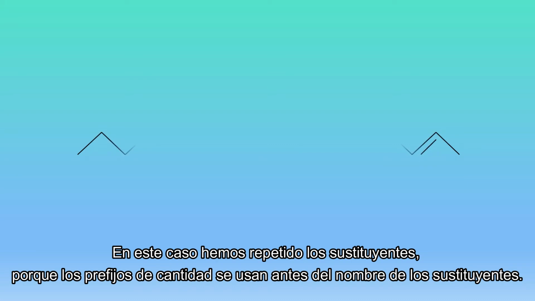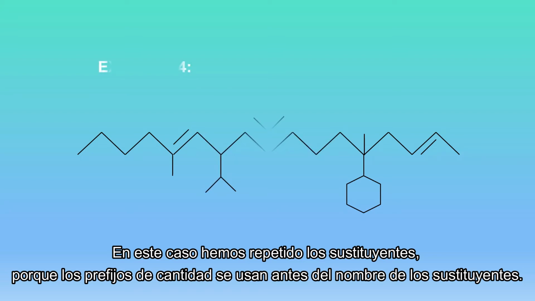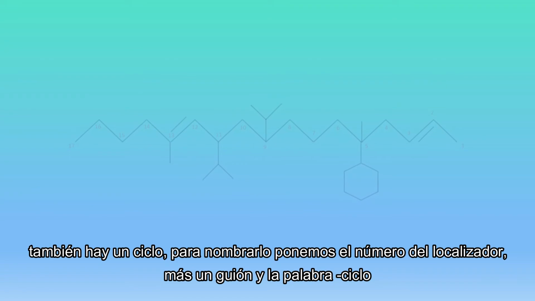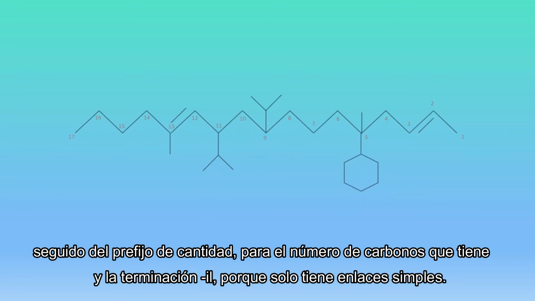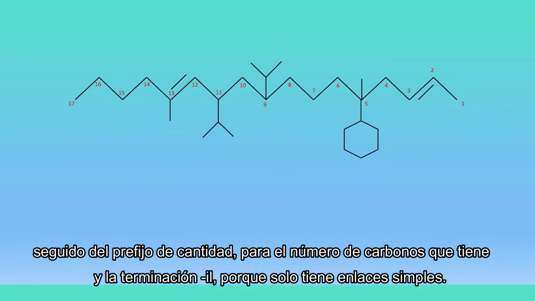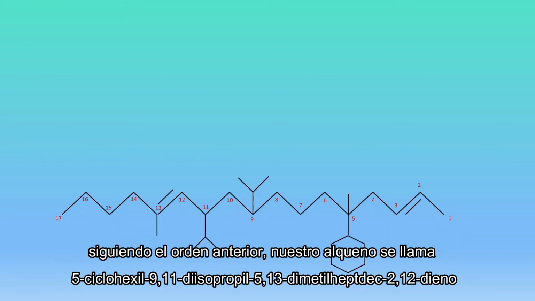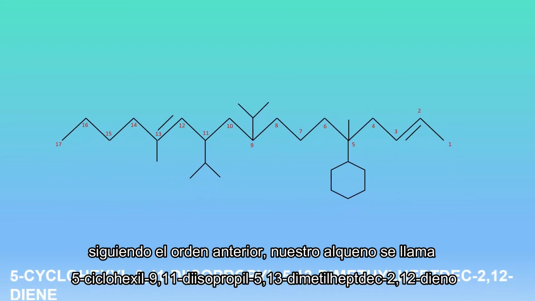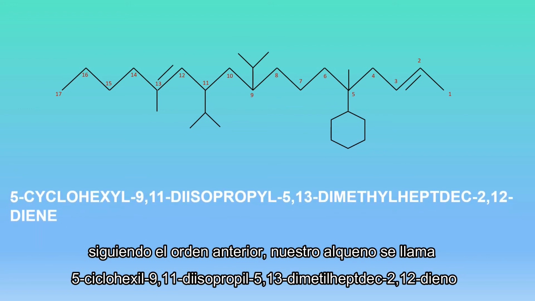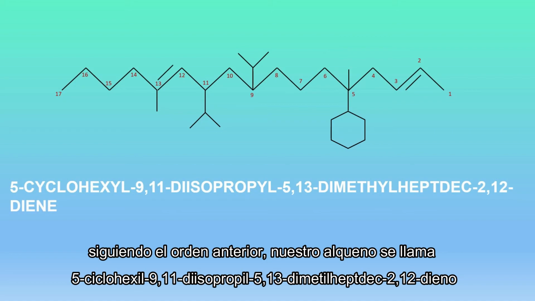In this case, we have repeated substituents because the quantity prefixes are used before the name of the substituents. There is also a cycle. To name it, we put the number of the locator plus a hyphen and the word cyclo, followed by the prefix quantity for the number of carbons it has, and the ending -yl because it only has simple bonds. Following the previous order, our alkene is called 5-cyclohexyl-9,11-dimethyl-heptadec-2,12-diene.